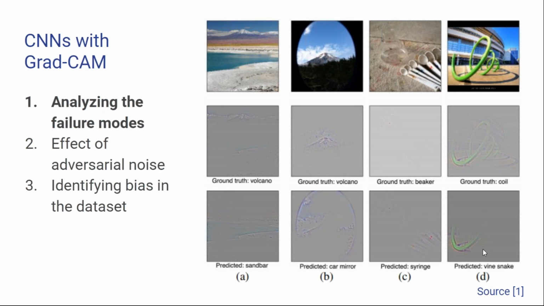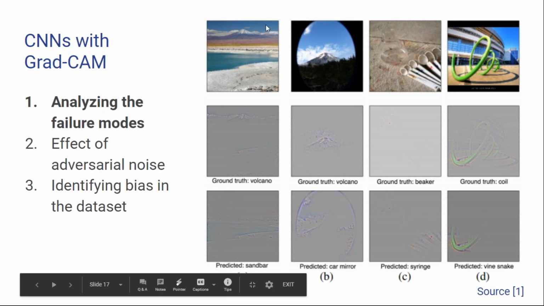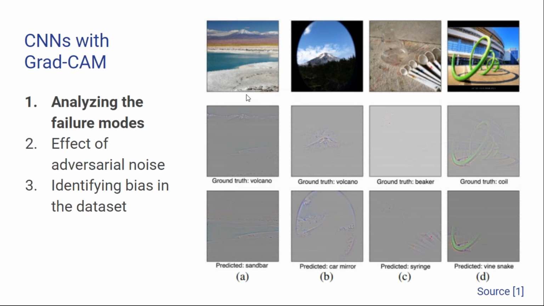Take for example these four images. This is actually a volcano image. I'm still not sure whether you can see the details of it. The real class is a volcano, but the model predicted it to be a sandbar. For this image, the real class is again a volcano, but the model predicted it to be a car mirror. And in this case, the real class is a beaker, which is shown here, but the model predicted it to be a syringe.